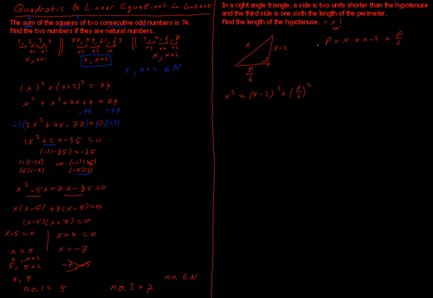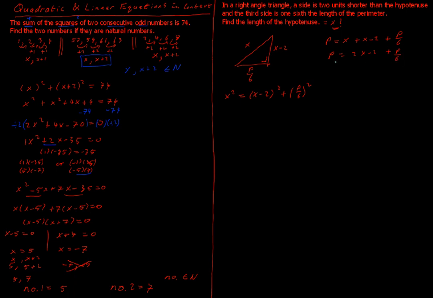So let's break this up. I have my equation here. I've got a fraction, and I never like fractions. So what I'm going to do is add my like terms up together. So p is equal to 2x minus 2 plus p over 6.